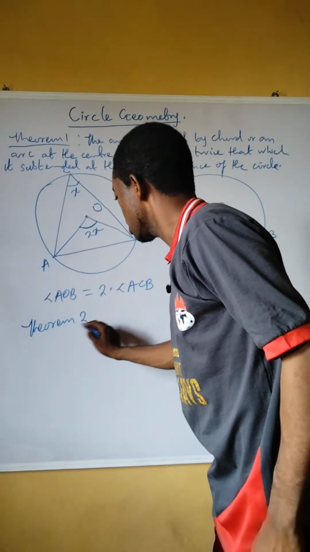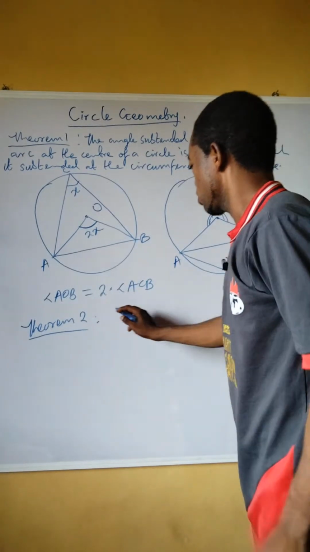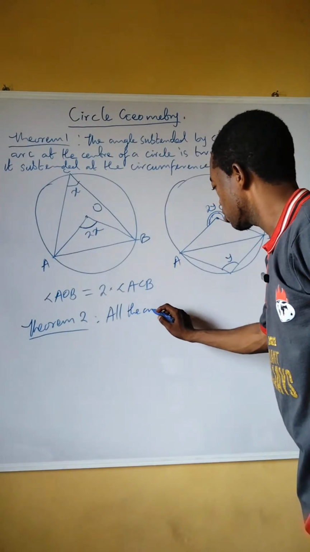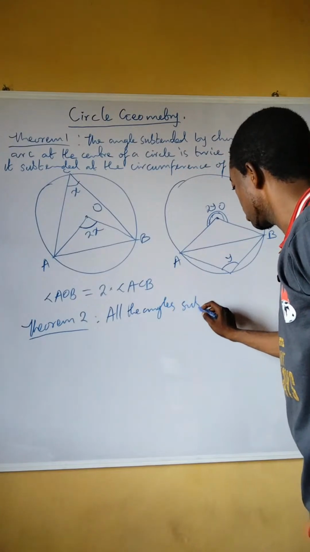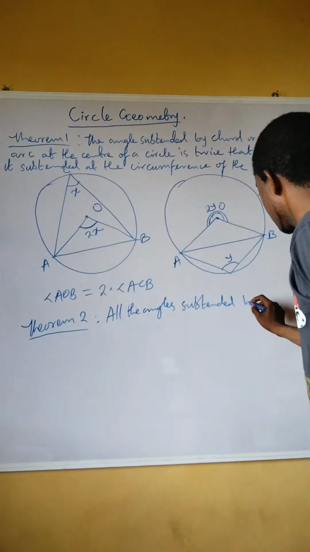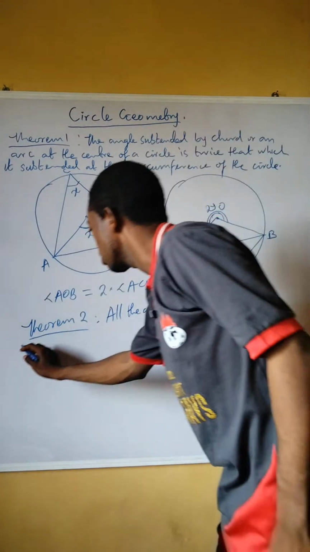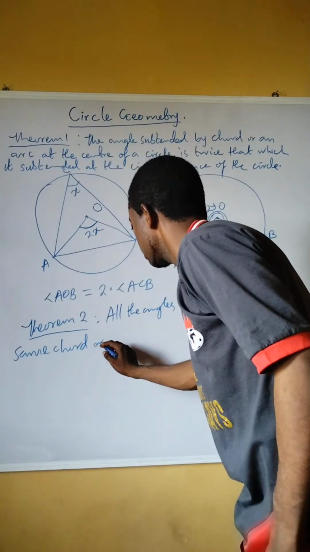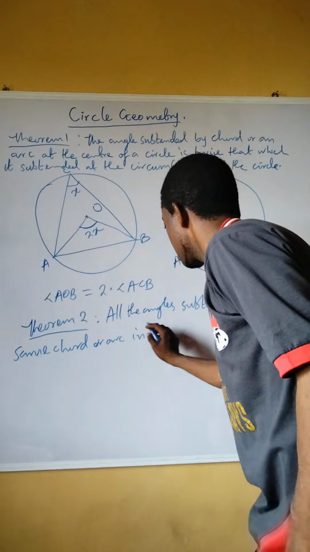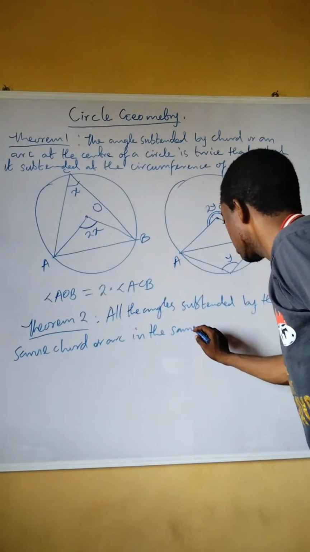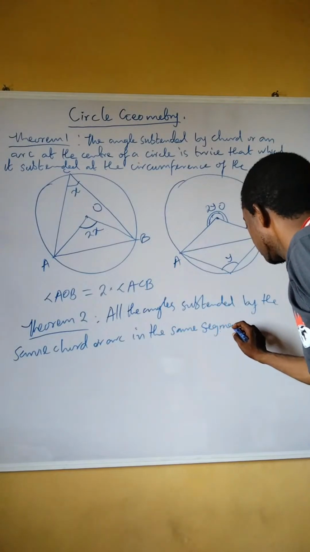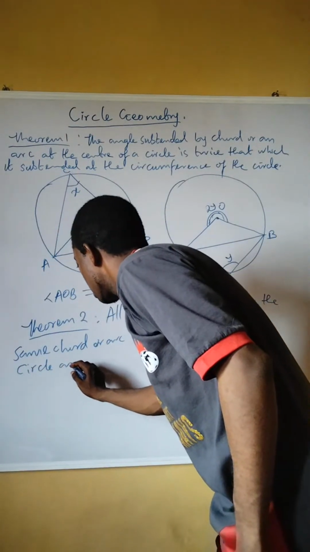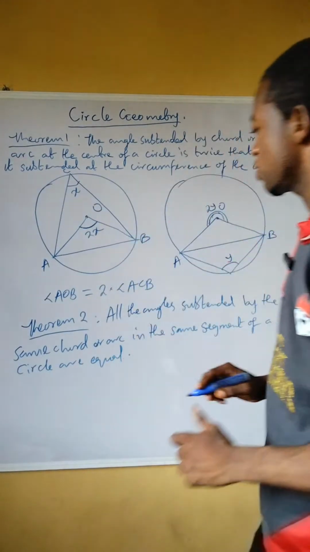Theorem 2 states that all angles subtended by the same chord or arc in the same segment of a circle are equal. So we have this theorem number 2 here.